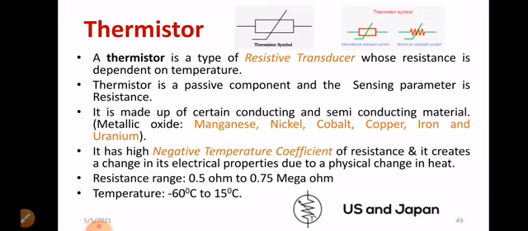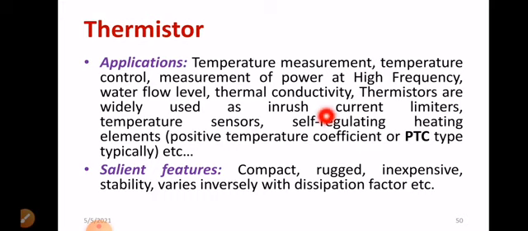Moving on to the discussion, let us discuss the various applications of thermistors. The main application is temperature measurement. Then temperature control, especially in air conditioning units. Also measurement of power at high frequency is another application. Then water flow measurement, and water level can also be measured with the help of a thermistor. Then you can measure thermal conductivity.